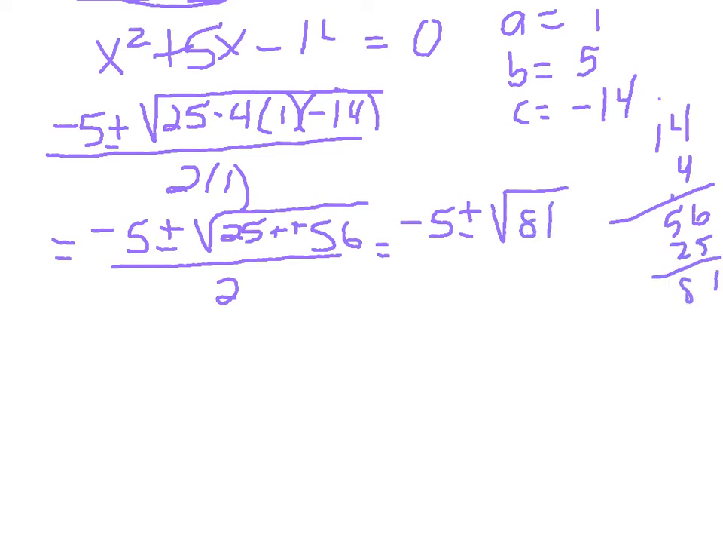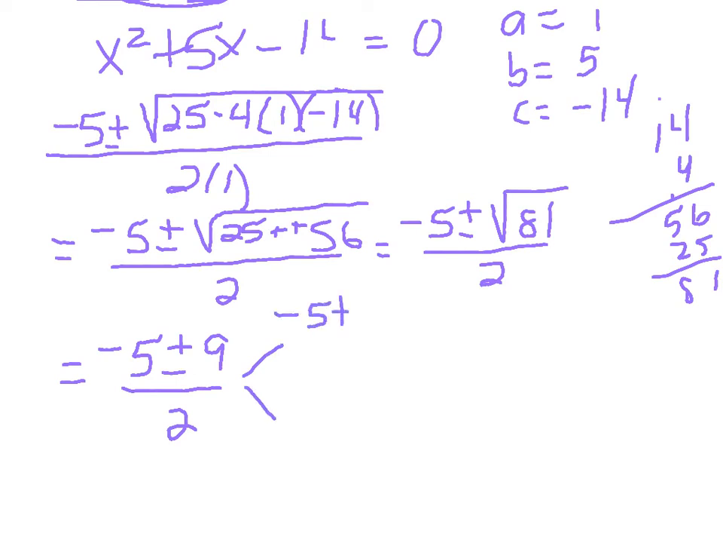Oh, nice. Hopefully you know why I said nice. Because we have a square root of 81, and 81 is a perfect square. So our exact answers aren't going to have anything to do with square roots, because now that we know the square root of 81 is 9, we can follow through and do what we normally do. We're going to have one solution that's negative 5 plus 9 over 2, and the other solution is going to be negative 5 minus 9 over 2.